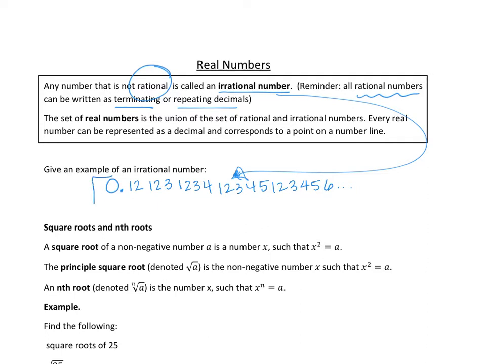And so there's going to be no way that we can write this as a rational number, as a ratio of two integers. And so we call that irrational.